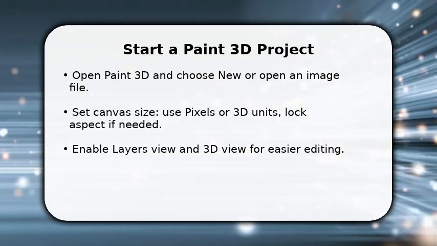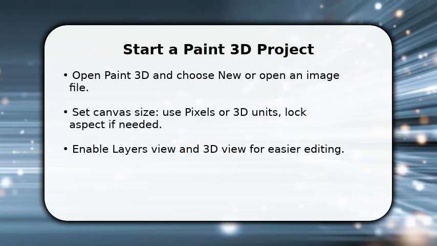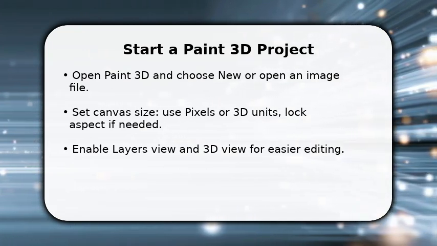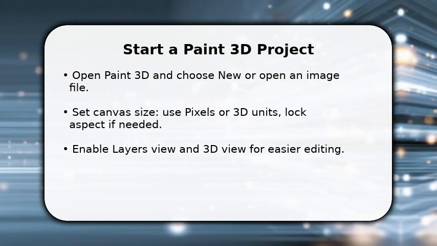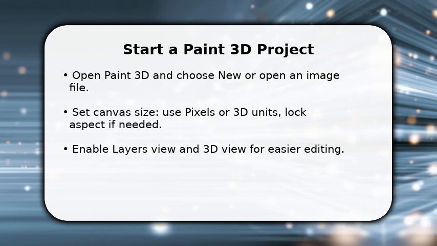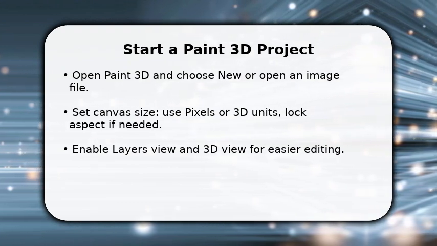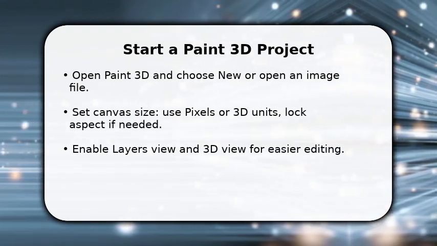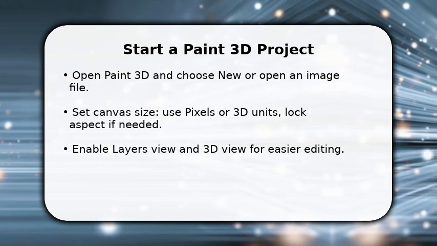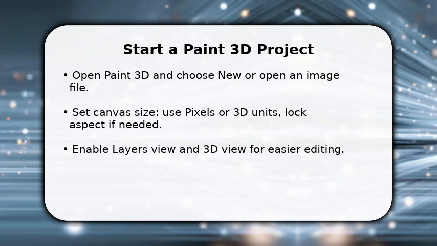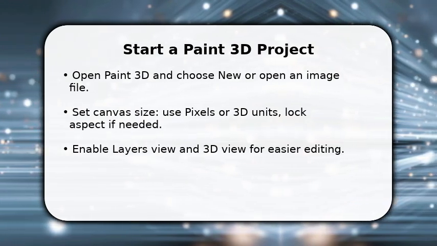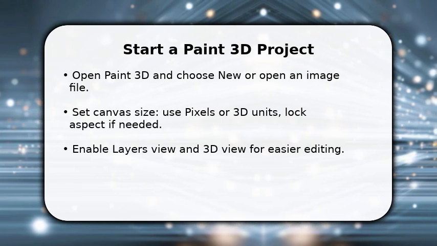Open Paint 3D and pick New or load an image so you can jump straight into editing. First, set the canvas dimensions, pixels for screen work or 3D units for models, and lock aspect ratio if you must preserve proportions. Once done, enable layers and switch to 3D view to see depth guides. This helps you place objects accurately. Make sure to save a copy immediately so you can experiment without risking the original file.